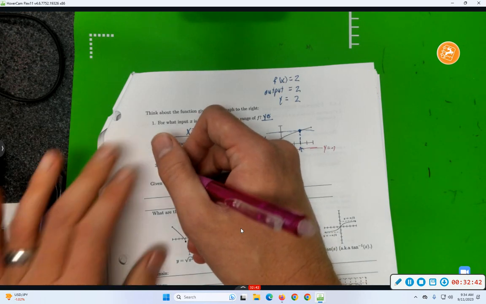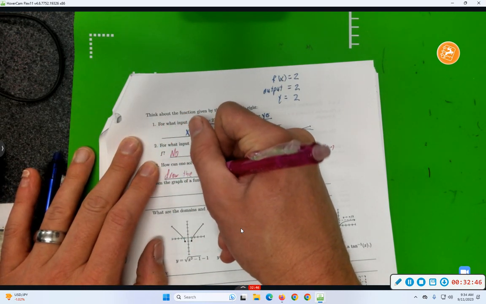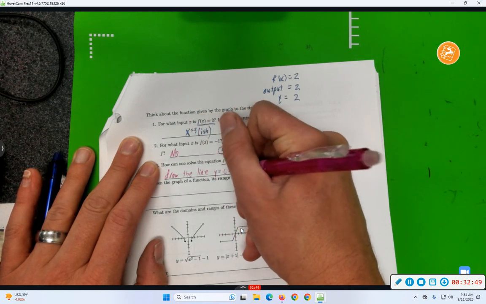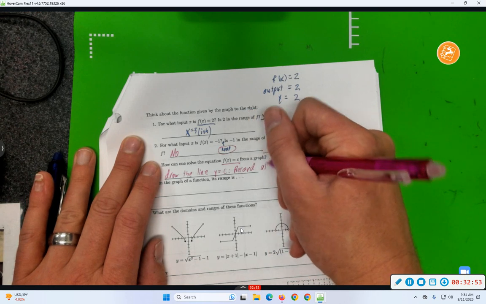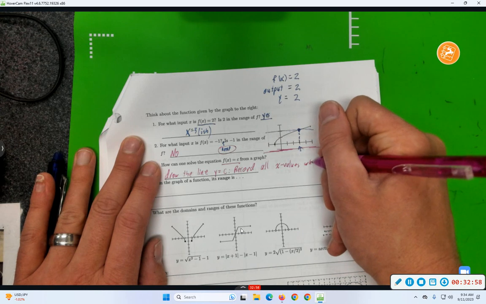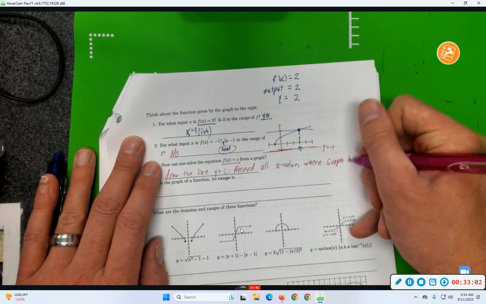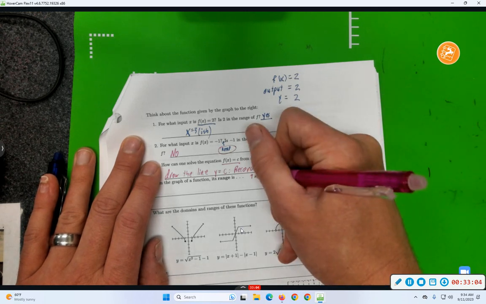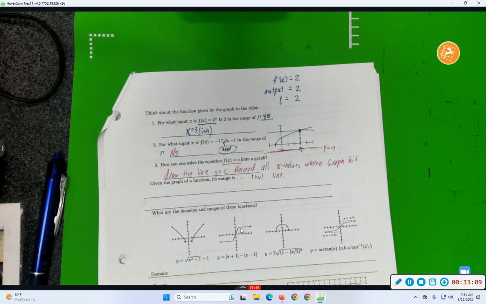Yeah. Draw the line y equals c, record all x values where the graph hits that line. And maybe there are other ways to say that, like you want to record all the x values which correspond to a y value of c.